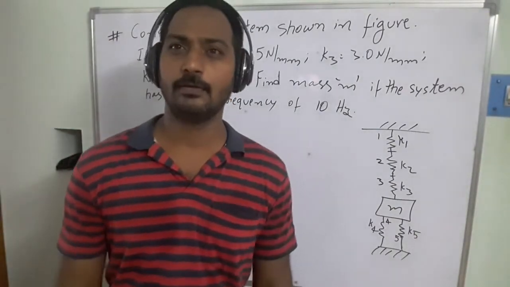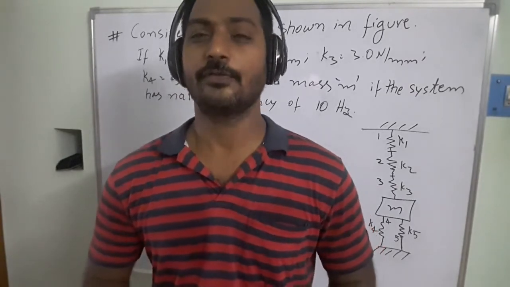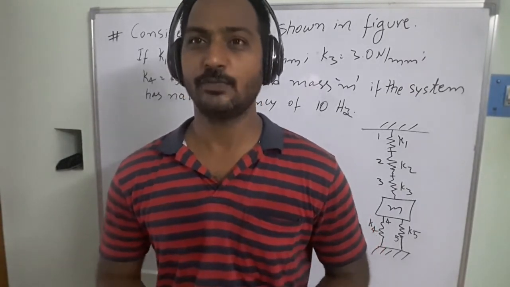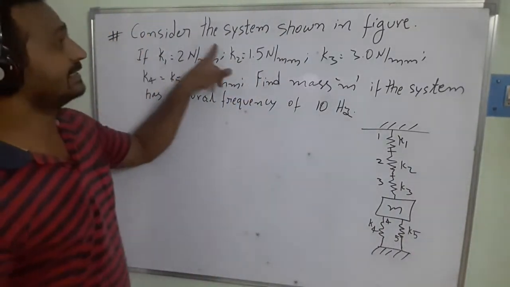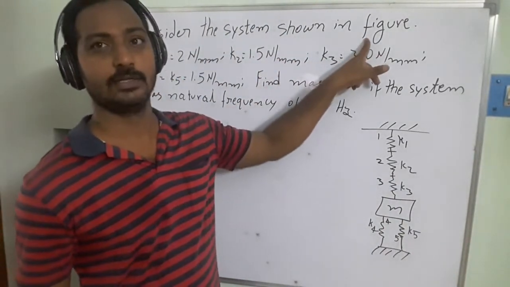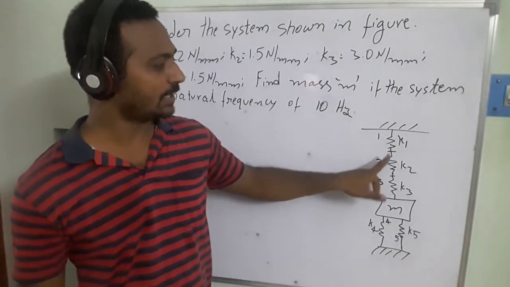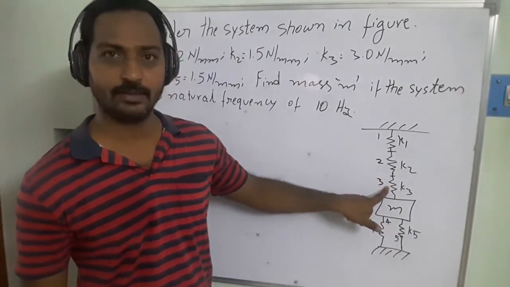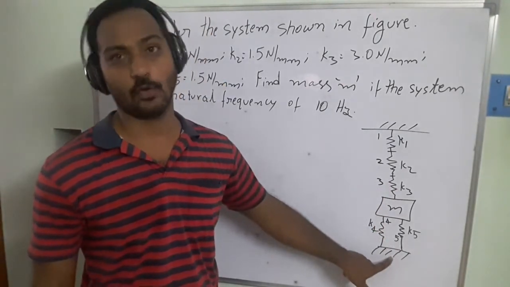Welcome back. We are going to solve one more problem regarding free longitudinal vibrations in this video's lecture. What is the problem given? Consider the system shown in the figure. There we can see spring 1, spring 2, spring 3, and springs 4 and 5, with the mass attached to the ground.